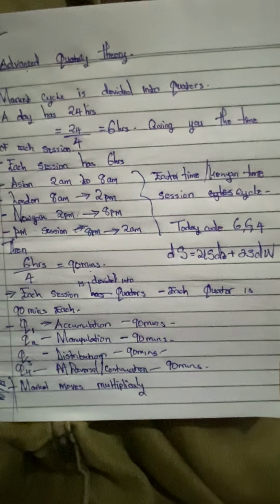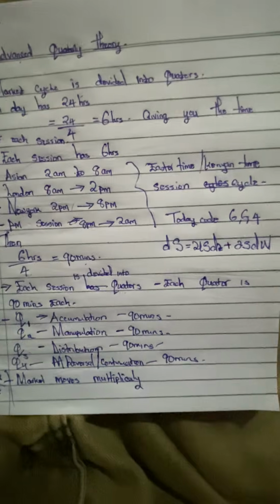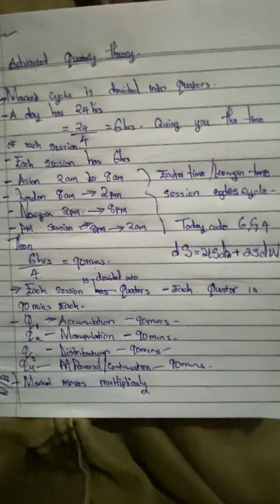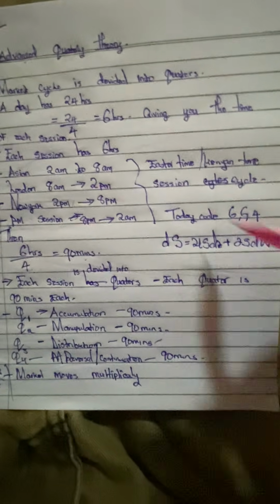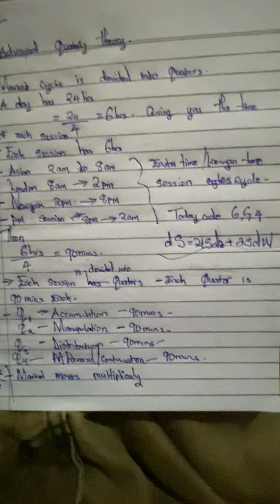Now, remember, today we are using 6664. That is the daily code which you're supposed to use to trade today. I will explain about this later.